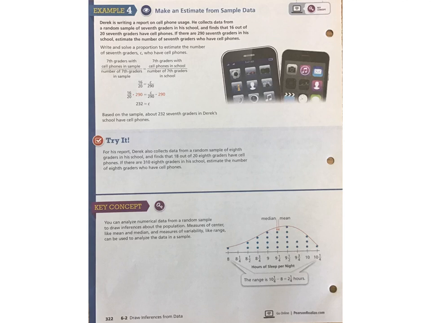Now let's consider example 4. Make an estimate from sample data. Derek is writing a report on cell phone usage. He collects data from a random sample of 7th graders in his school and finds that 16 out of 20 7th graders have cell phones. If there are 290 seventh graders in his school, estimate the number of seventh graders who have cell phones.